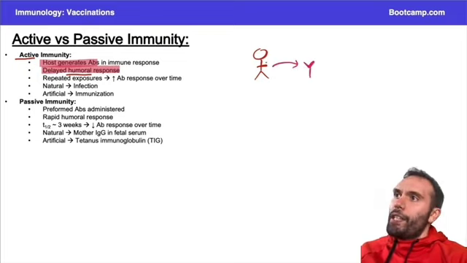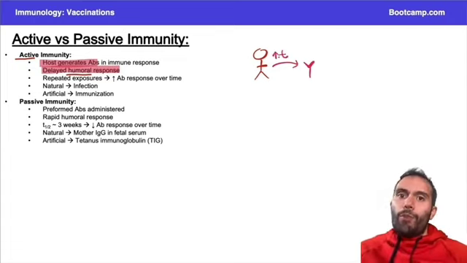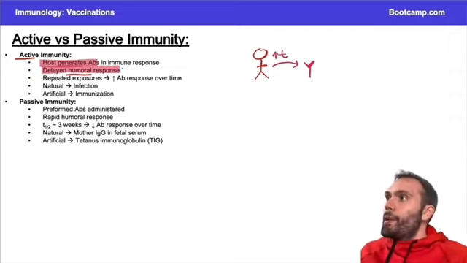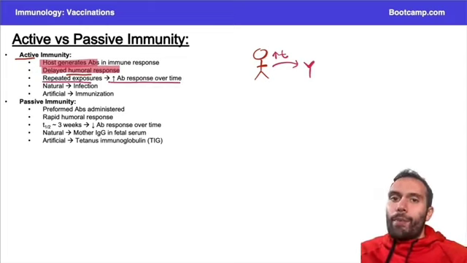Okay, so that's kind of the key with active immunity. And the thing to understand here is that this is going to take more time, right? It's going to take time to produce those antibodies because those B cells might have to undergo class switching, for example, or have to generate a memory response. But on repeated exposures, there's going to be a higher antibody response over time. This is really what we talked about when we looked at the IgG over time, right?